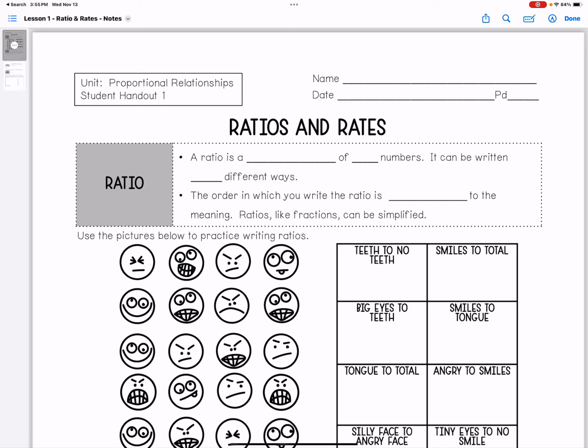Good morning. New unit, proportional relationships. Student handout number 1, ratios and rates. So we talked a little bit yesterday about ratios and rates, kind of introductory.